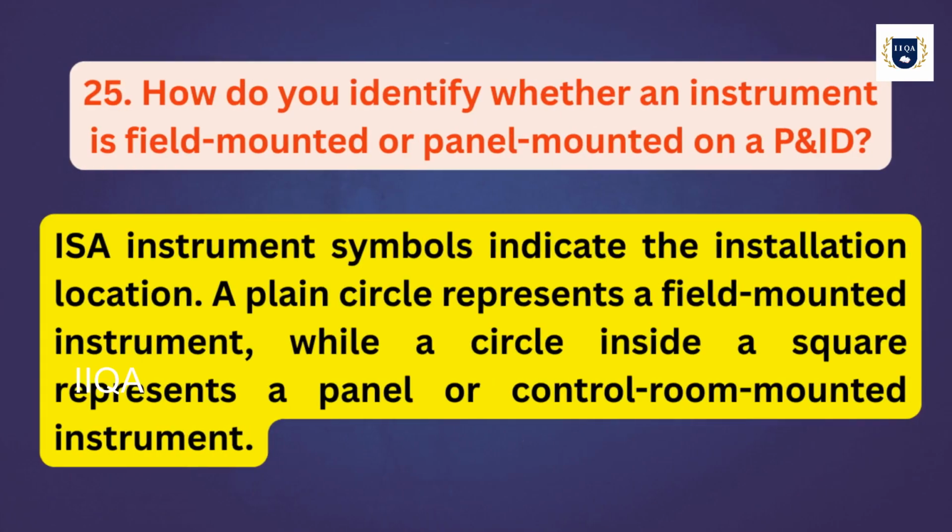How do you identify whether an instrument is field-mounted or panel-mounted on a P&ID? Instrument symbols indicate the installation location. A plain circle represents a field-mounted instrument, while a circle inside a square represents a panel or control room-mounted instrument.